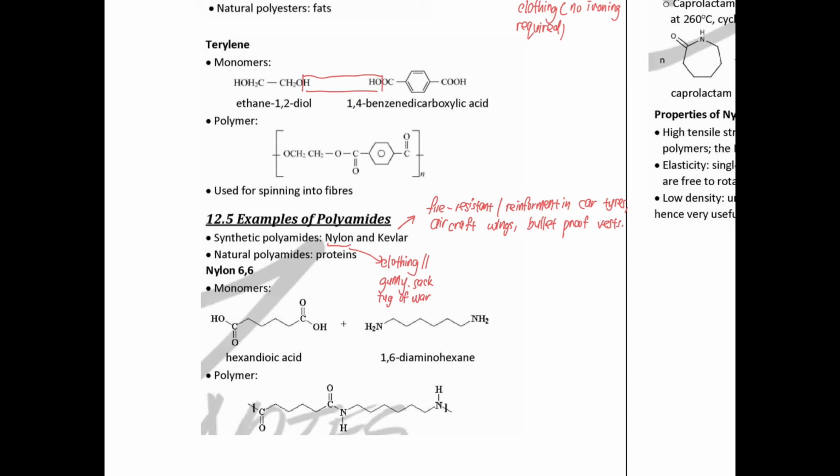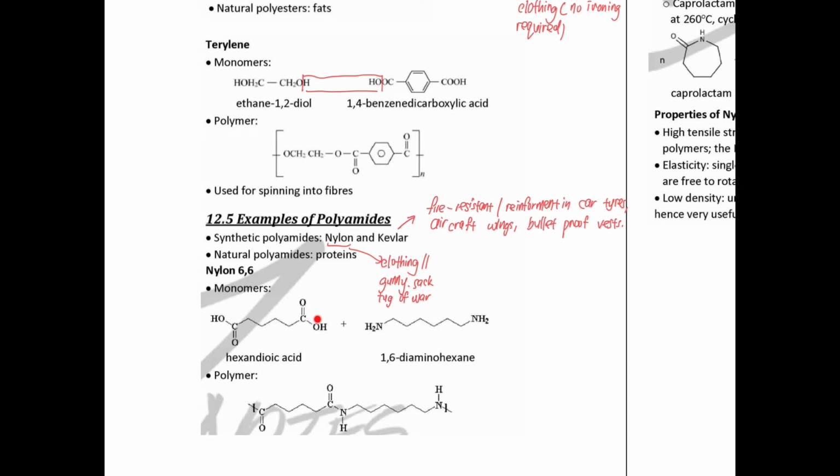Okay, so let's see nylon 66. First of all, we need to understand nylon 66. What is meant by 66 over here? Let's see the monomer first. This monomer is called hexanedioic acid. Hexane means they have 6 carbon: 1, 2, 3, 4, 5, 6. 6 carbon, with carboxylic acid on both sides of the molecule.